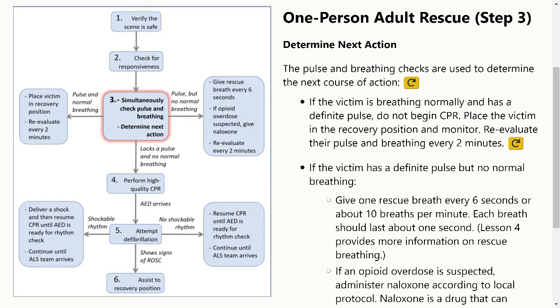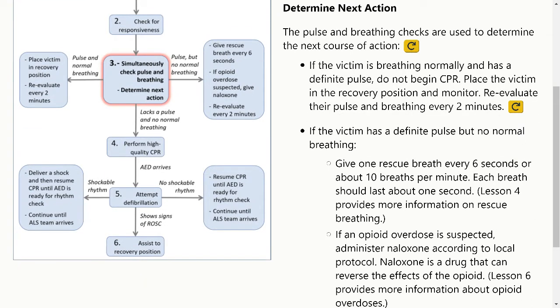If the victim has a definite pulse but no normal breathing, you'll have to do rescue breaths. You'll give 1 breath every 6 seconds, or about 10 breaths per minute. Each breath should last about 1 second. A way to remember that is if you just have to do rescue breathing, every time you take a breath, you'll give them a breath. That's just a good way to remember it.